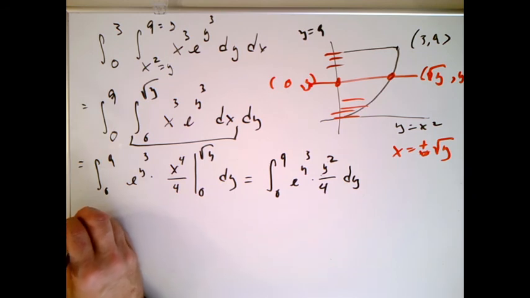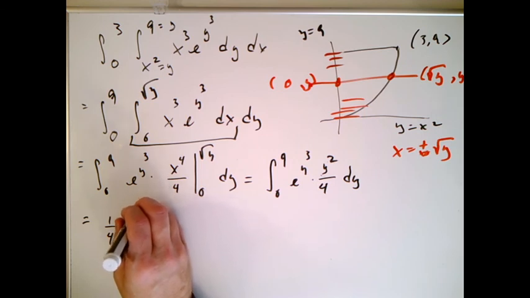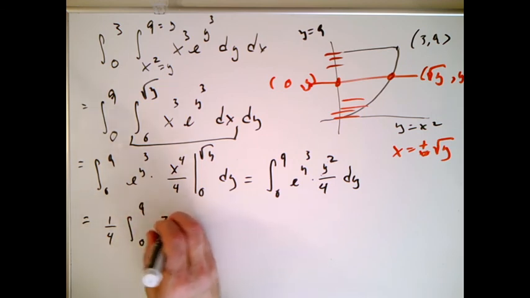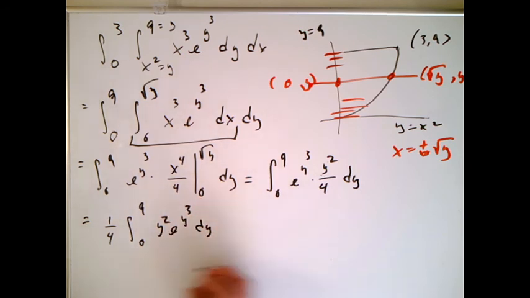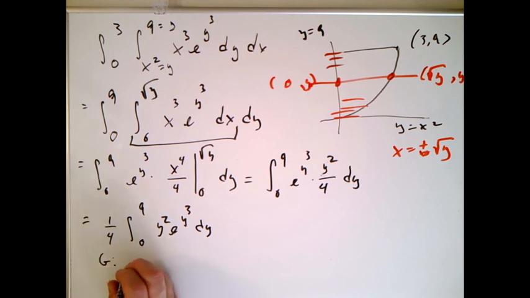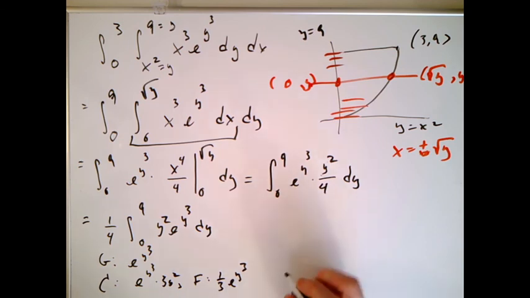I'm going to pull the 1/4 out. You don't have to pull constants out. I like to do that. This is 0 to 9. I get y squared e to the y cubed dy. I'm going to do this by guess and check. I'm going to guess e to the y cubed. When I check, I get e to the y cubed times 3y squared. So I get an extra 3 I don't want. So when I fix it, my fixed guess is going to be 1/3 e to the y cubed. And that's going to be the correct antiderivative of y squared e to the y cubed.